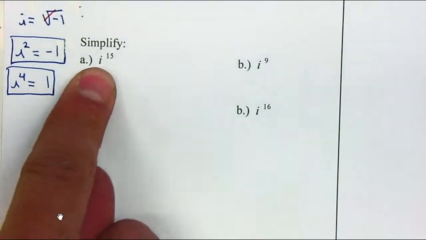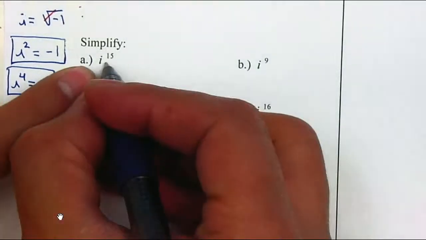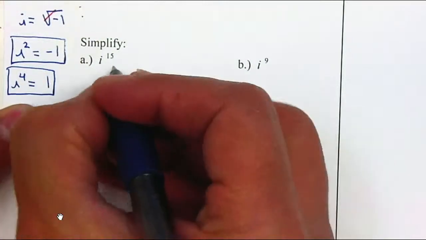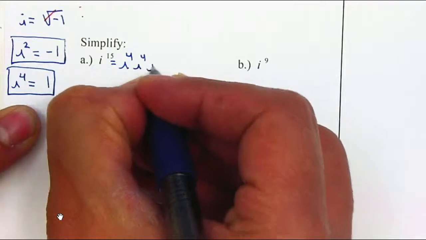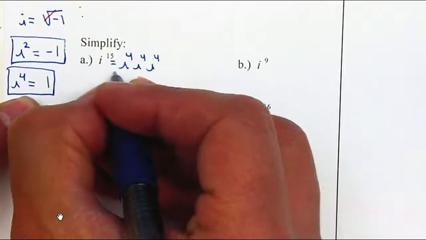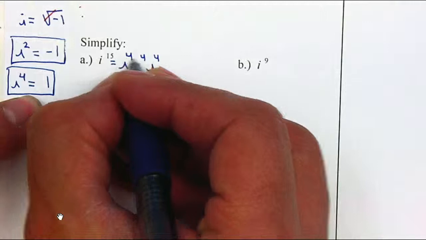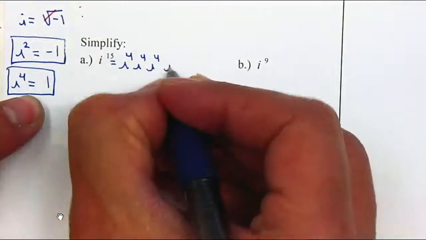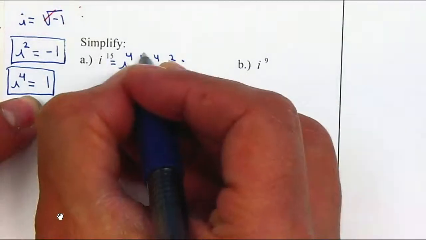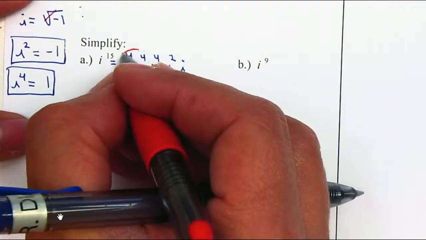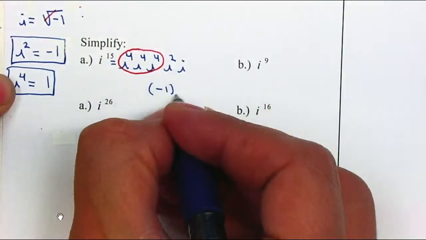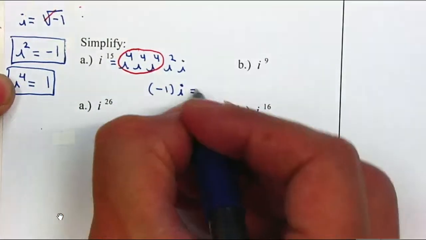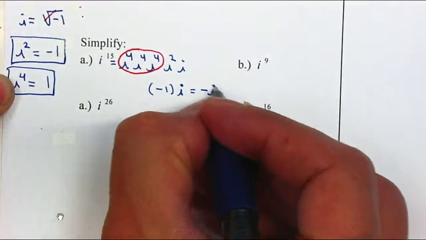I need to simplify i to the 15. How many i to the 4th do we have? We have 3. So i to the 4th, i to the 4th, i to the 4th. Each one's going to be equal to 1. How many are left? That gives me 12, and I have 3 left. I must separate as i squared and then i. The i to the 4th are equal to 1, so I'm not going to worry about them. I to the 2nd power is equal to -1, and the i just comes down. So therefore, this is equal to -1i or just -i.